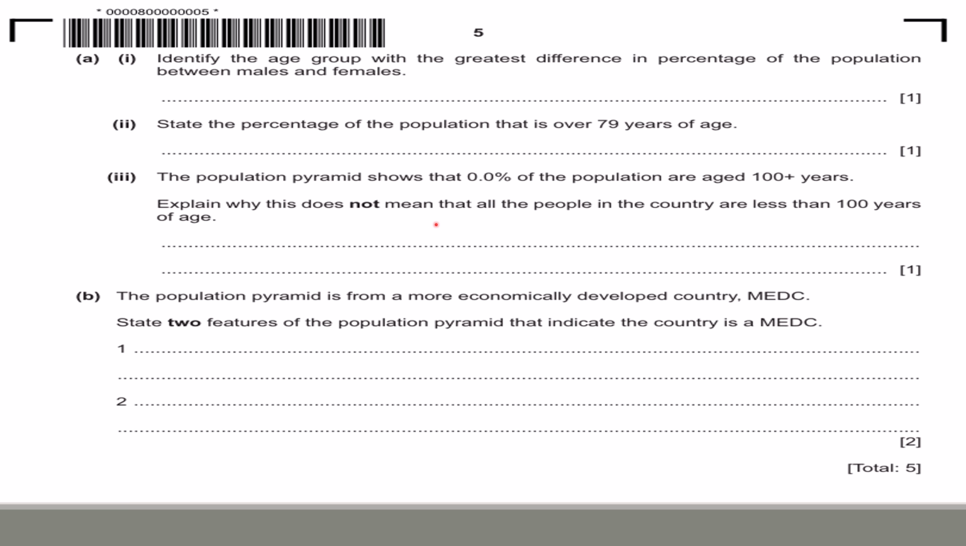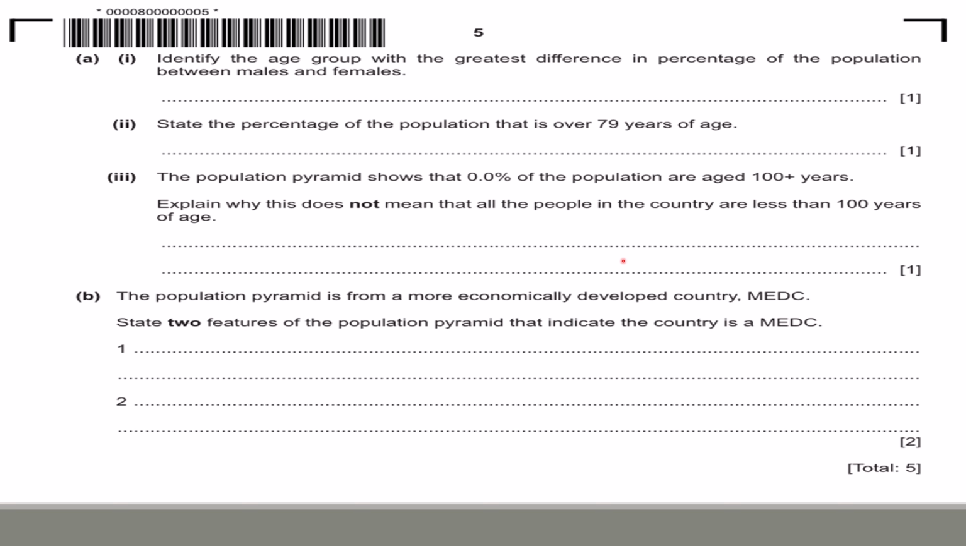the population pyramid shows that 0.0% of the population are aged 100 plus years. Explain why this does not mean that all the people in the country are less than 100 years of age. This question also carries 1 mark. This is a trick question. It says 0.0% of the population is aged 100 plus, but asks why that doesn't mean there are 0 people that old. The answer is all about rounding.